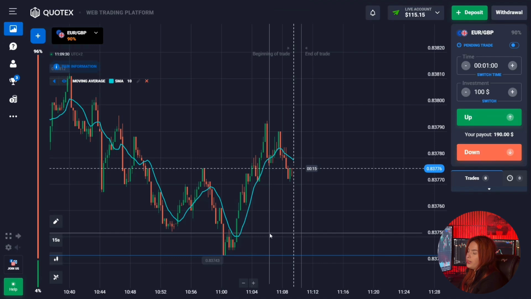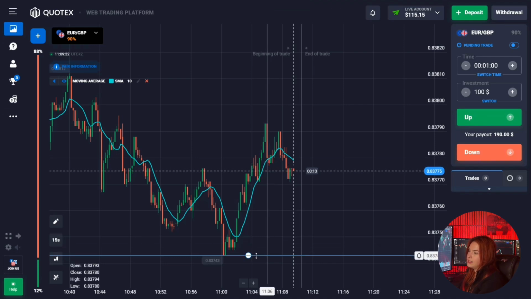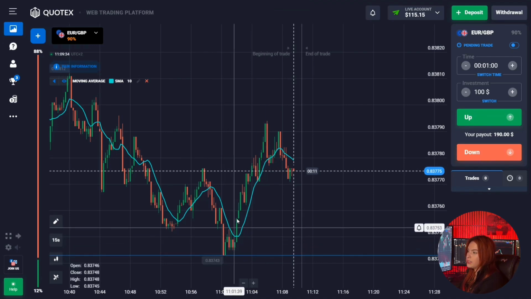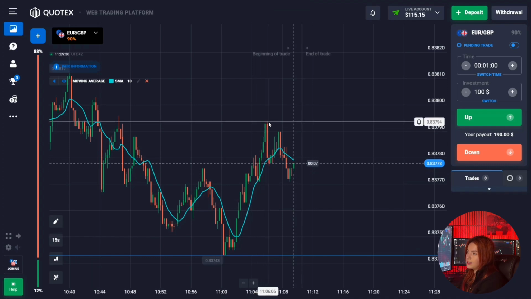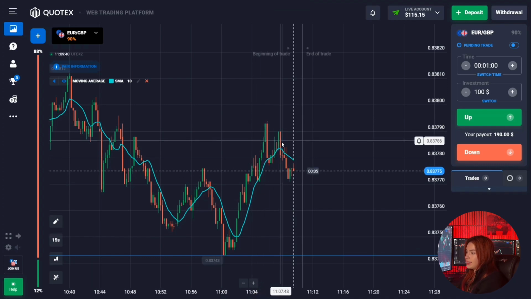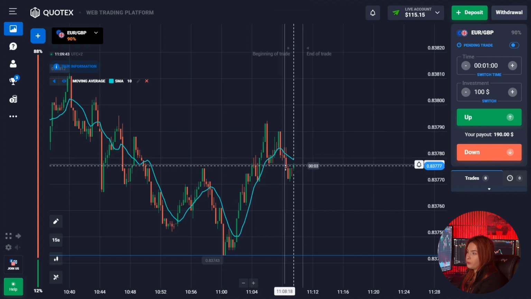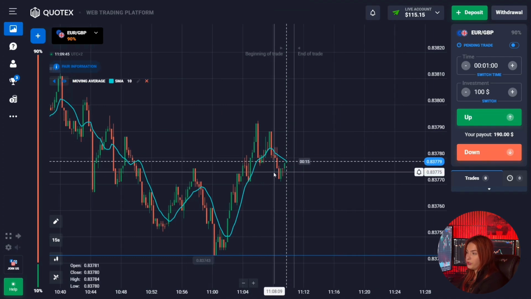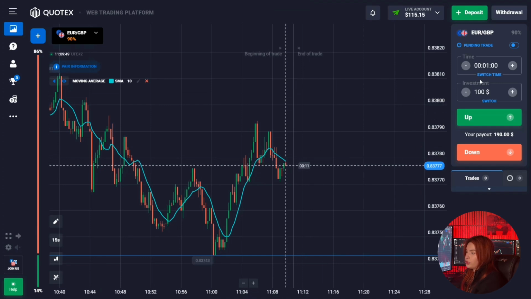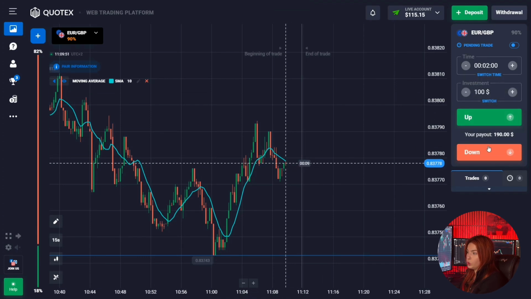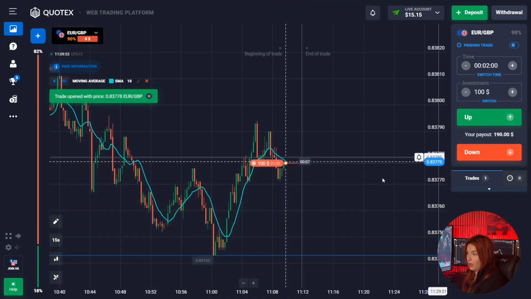So guys, here we have a support level and we see that there has been an upward pullback from this level, and after the pullback the price turned around and red candles are currently forming. At the same time, the price crossed the moving average from top to bottom and continued to move further. Also, the moving average itself has turned around and is moving after the price. So let's open a deal for 2 minutes on a downtrend.